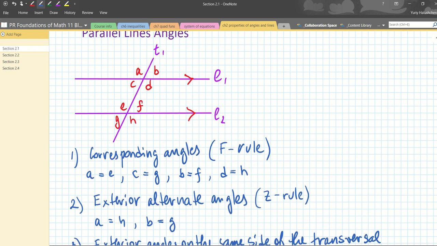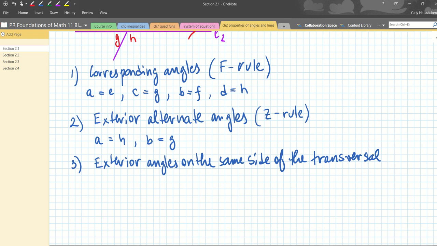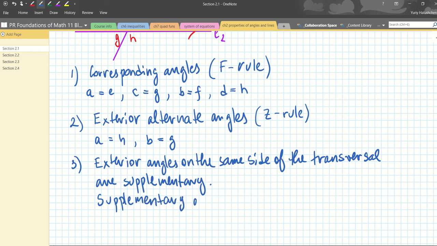Now, these angles are not going to be the same. They're not going to be equal, but they are going to be supplementary. So this means that when you add them, they will add to 180 degrees. So I'm going to say here the exterior angles on the same side of the transversal are supplementary, which means, let's just add a definition here, supplementary angles add to 180 degrees, okay?